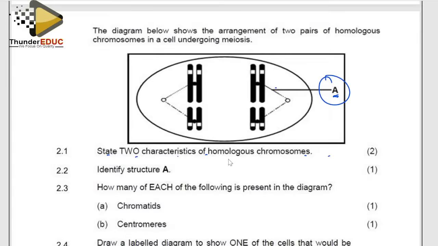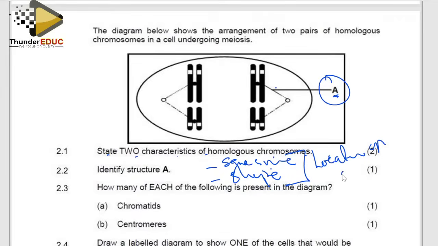We say that they have the same size, then they have the same shape, and then you find out that they have the same location of genes. Same location, not the same genes. The genes are located in the same spots.